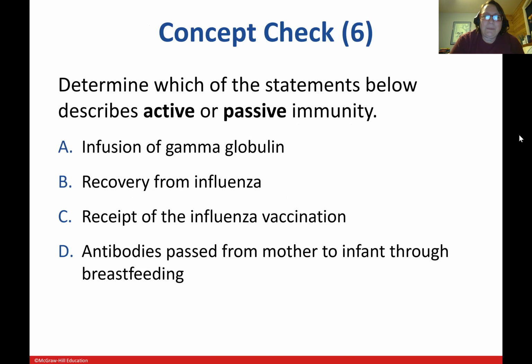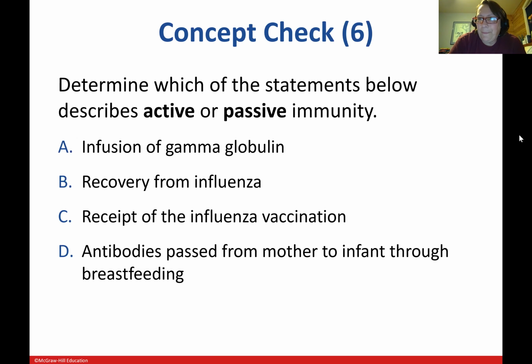Okay, so concept check. Determine which of the statements below describes active or passive immunity. The first one is infusion of gamma globulin. That would be a passive immunity because you're taking antibodies from somebody else or some bodies and injecting them into a person who either can't make their own antibodies, or by the time they were able to do that, they would be dead from whatever disease it is.